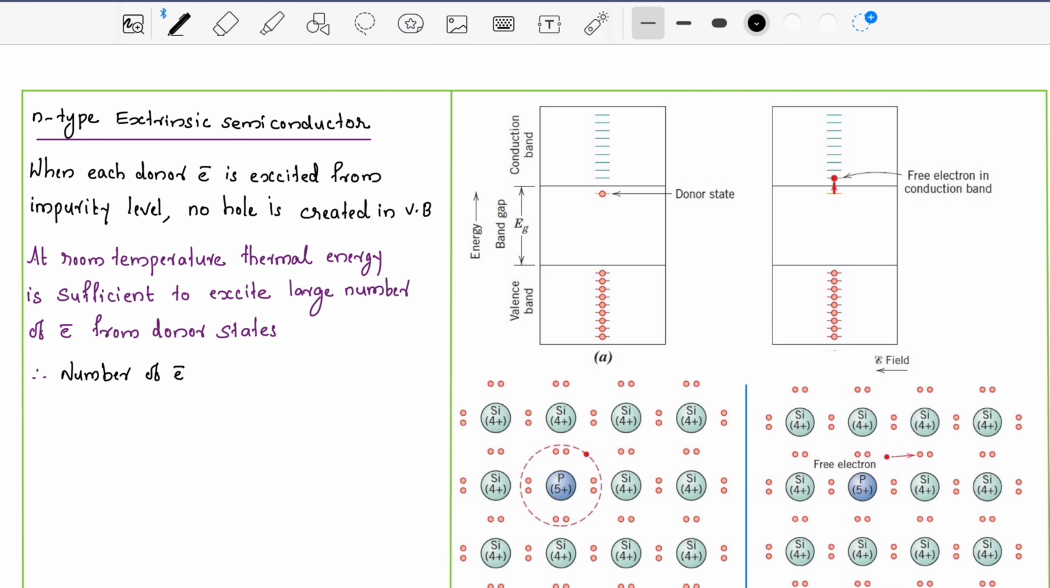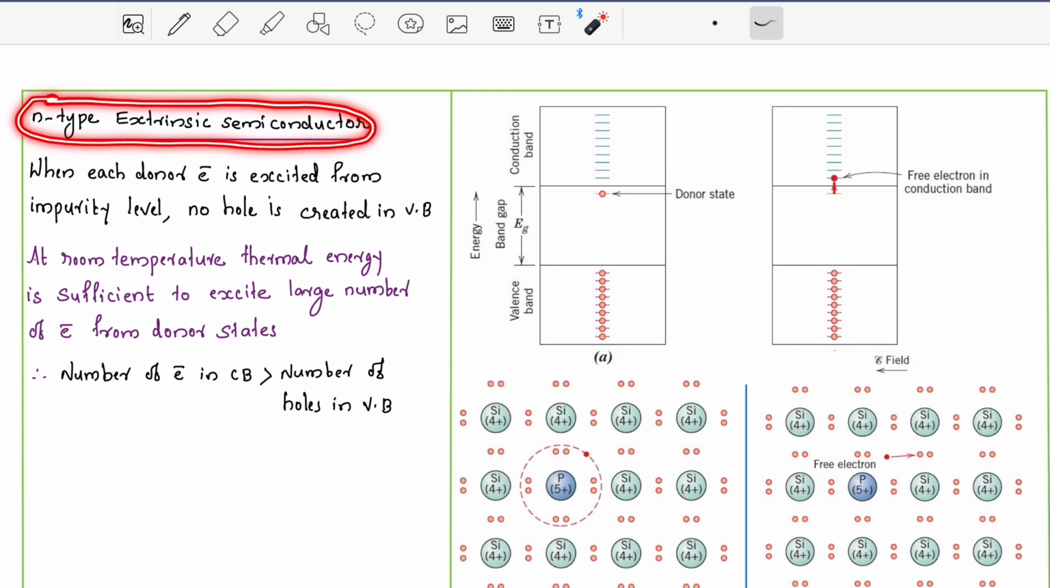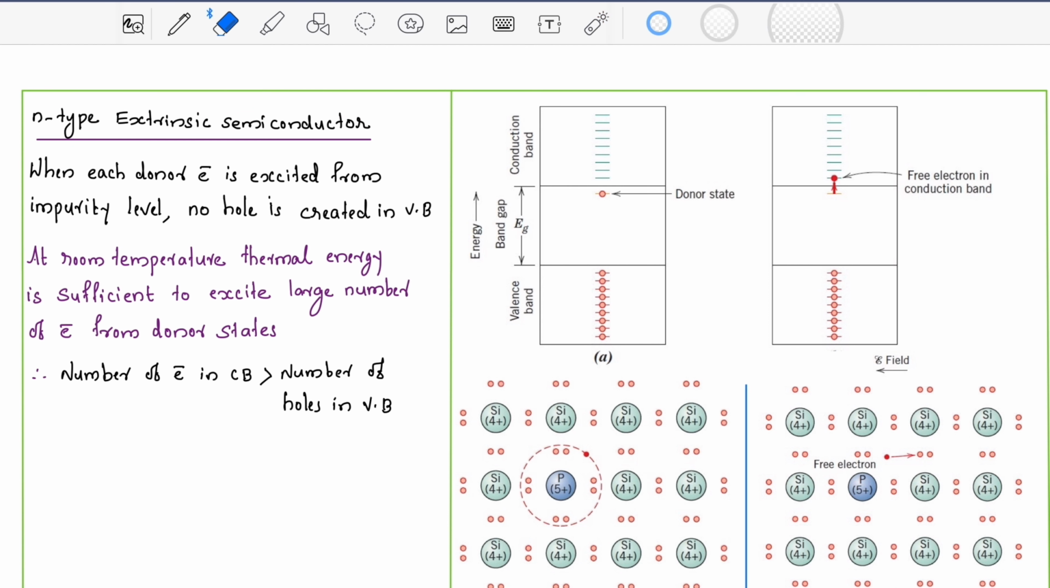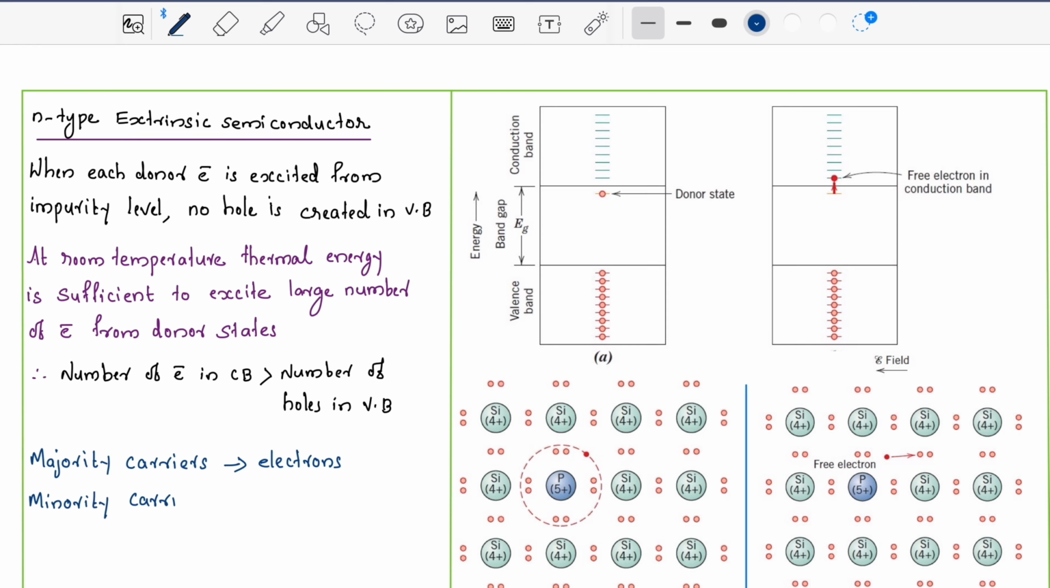Now what is the consequence? The number of electrons in the conduction band is exceeding the number of holes in the valence band. Please remember that during the process no hole is created in the valence band. These types of semiconductors are called N-type extrinsic semiconductors. Here the majority carriers are electrons and minority carriers are holes.